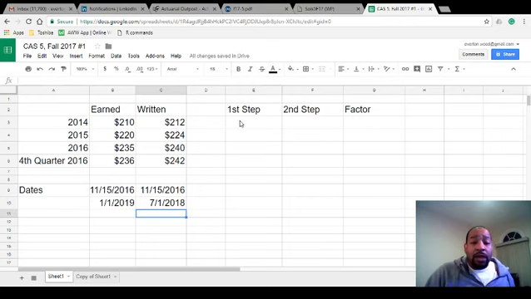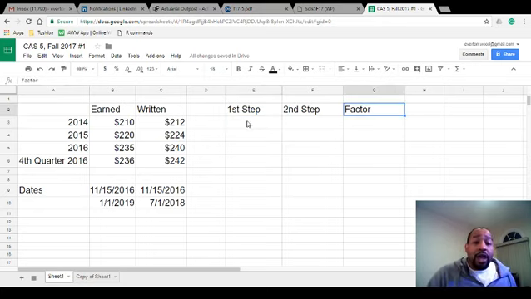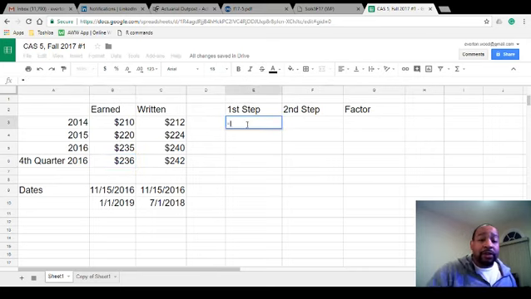All right. So here, I'll do that later. But we're going to need to actually create a reference, because this is the two-step trending method. We're trying to create a factor, which is this column right here. First we're going to do the earned premium, and I'm going to create a formula.